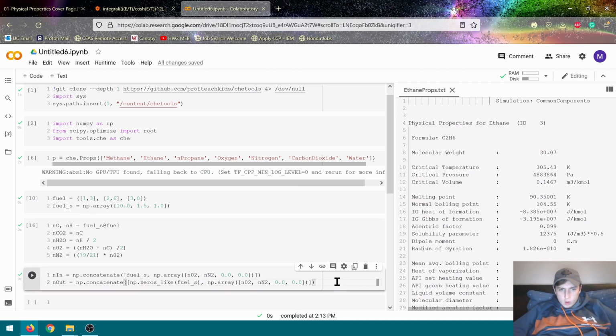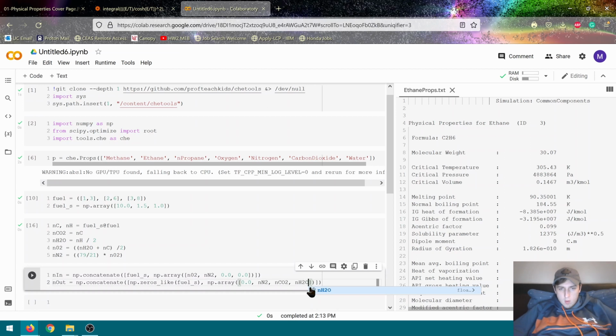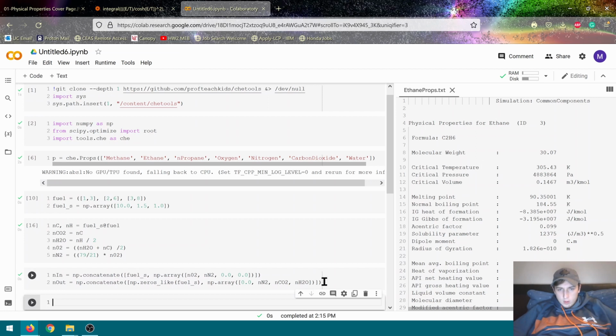And we're going to edit this still, because now that the fuel has been spent, we no longer have any oxygen in the system, so we're going to set that equal to 0.0, and our products are going to be defined by our equations that we defined above. So we're going to have N of CO2 and N of H2O. Okay, and we're still looking good.